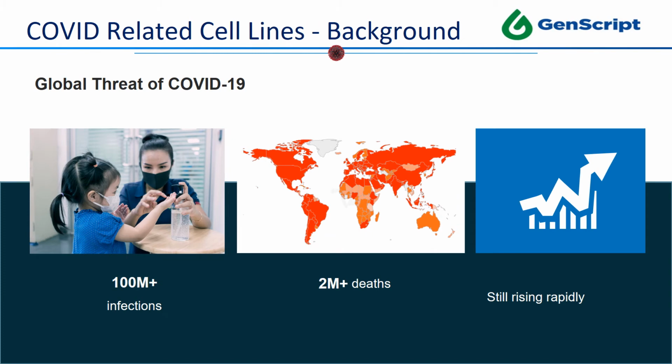The last category I want to introduce to you is the COVID-related stable cell lines. In last year, we all faced the global threat of COVID-19. So far, it has been more than 100 million infections and more than 2 million deaths globally, and all these numbers are still rising rapidly.